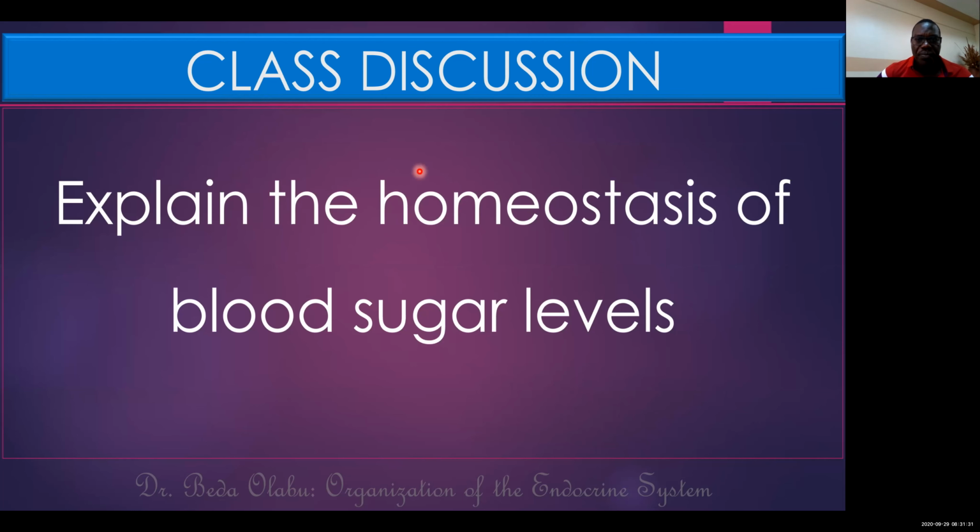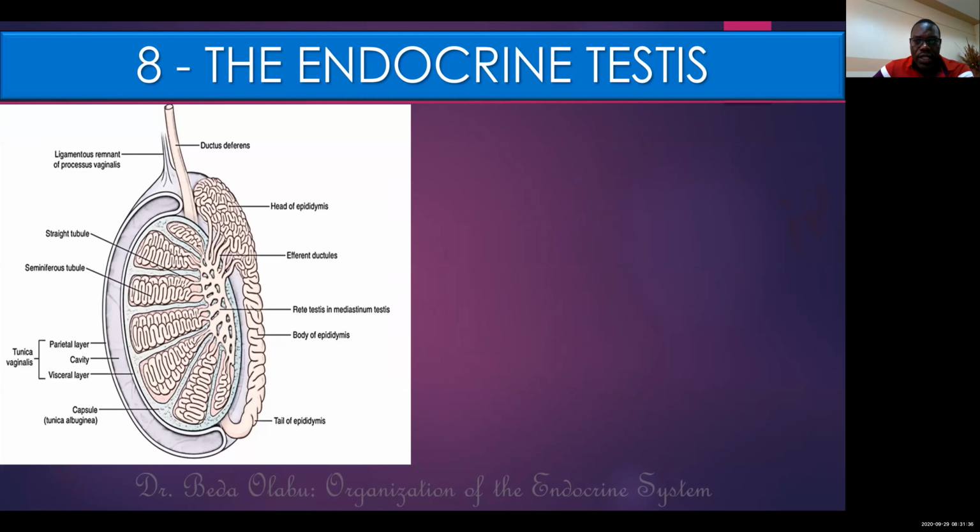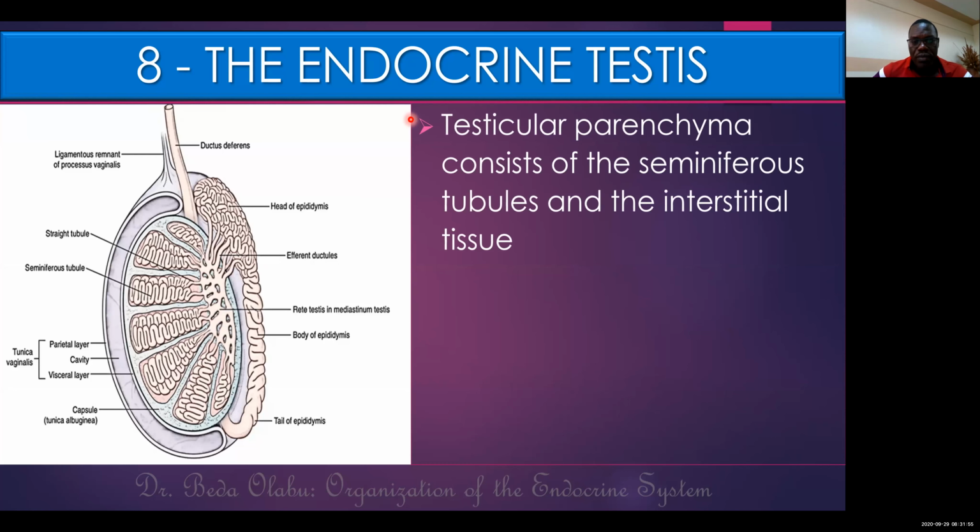Right, welcome back. So the next endocrine organ we're going to talk about is the testis. We will not talk about the other function of the testis. We're just going to focus on endocrine testis. Just an overview. The parenchyma of the testis consists of what we call seminiferous tubules, which is the site of spermatogenesis.